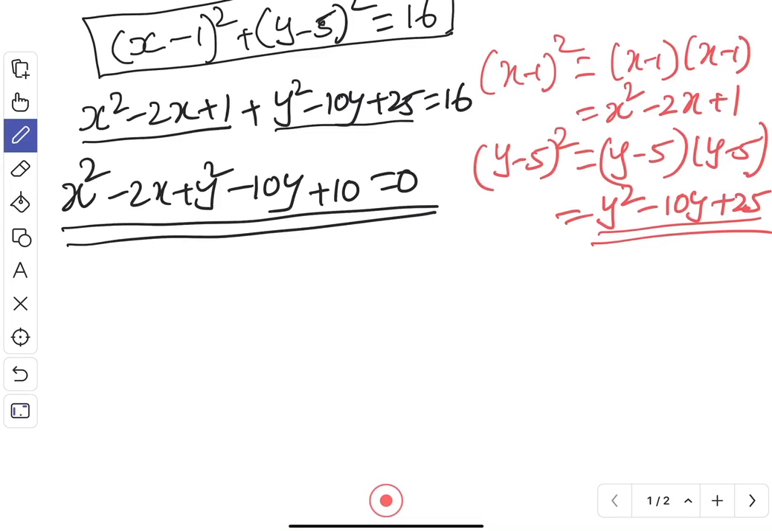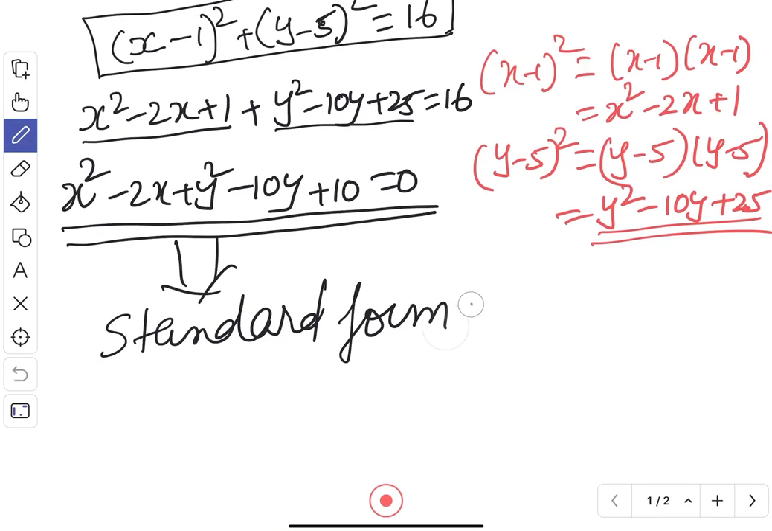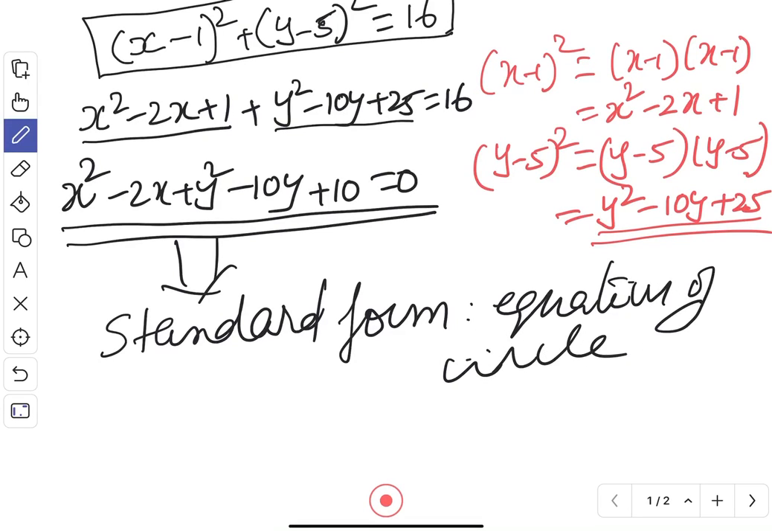This is the standard form of an equation of a circle. Just like we have a standard form for a parabola, we have a standard form for the equation of a circle. This other one is just the center radius form. From the standard form, we cannot find the center or the radius. But this one is a center radius form.